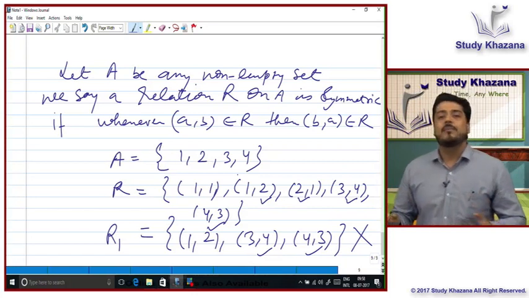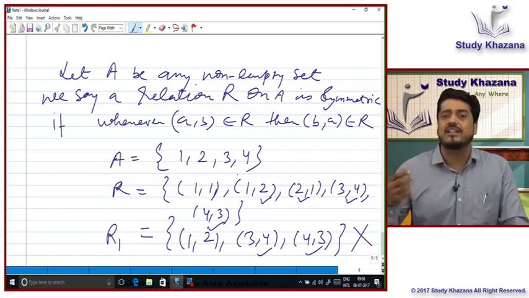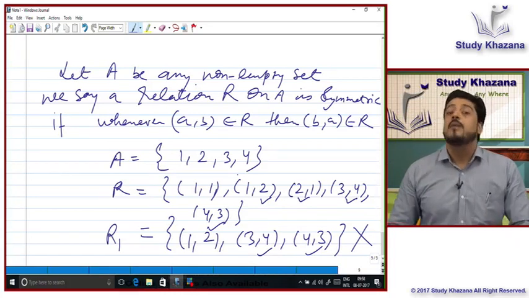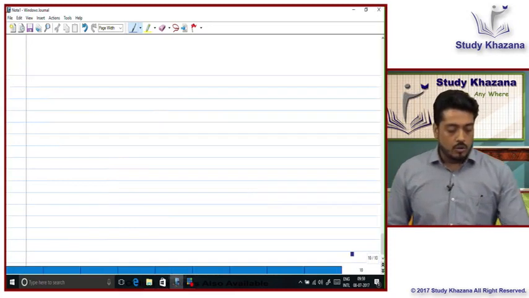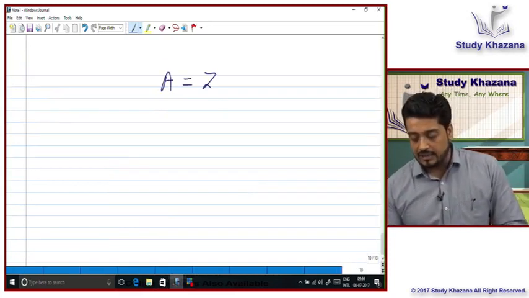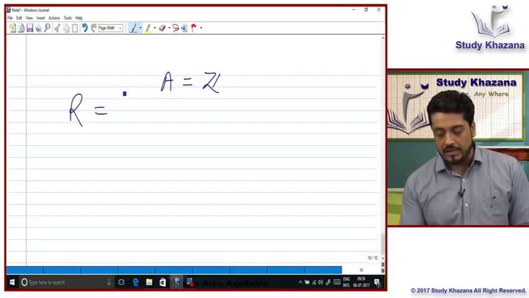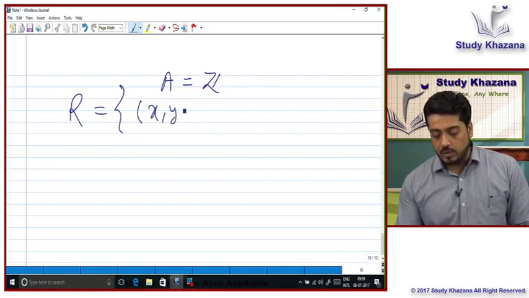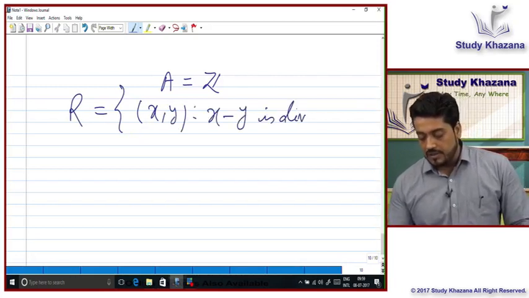Now this example is in roster form, which, as I said, is easy to understand and easy to give examples in. But now let us see the example in set builder form also. Let us consider a set A, the set of all integers, and let me define a relation R as all those ordered pairs (x, y) such that their difference is divisible by 5.